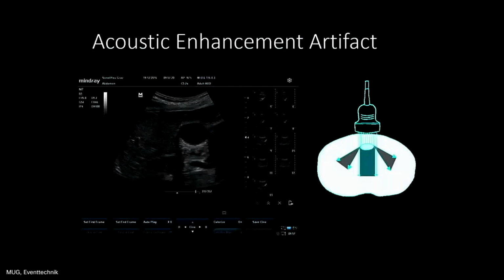The last artifact we will cover today is the acoustic enhancement. Deeper in the organs, fewer sound beams arrive and are reflected, so the machine makes an artificial amplification of those sound beams to have it equally bright. But if there is a structure like here, where you have a cyst, which is not reflecting sound beams, more sound beams arrive dorsal of it, and so more sound beams are reflected. With the artificial amplification, this appears much brighter than this area. It's called the acoustic enhancement artifact.